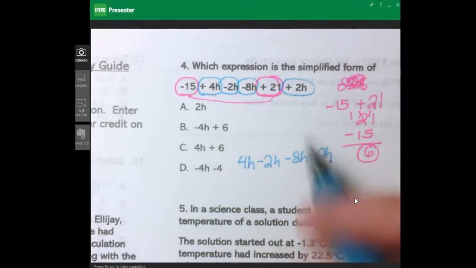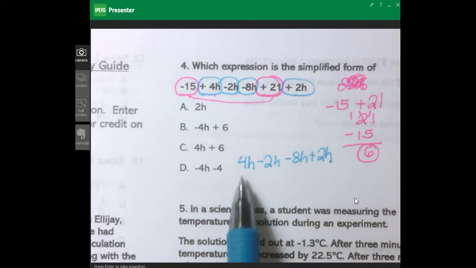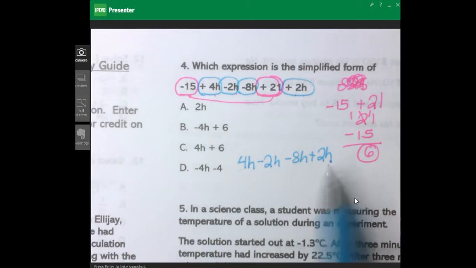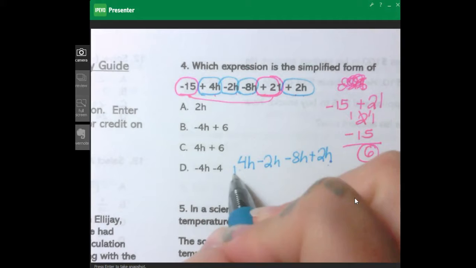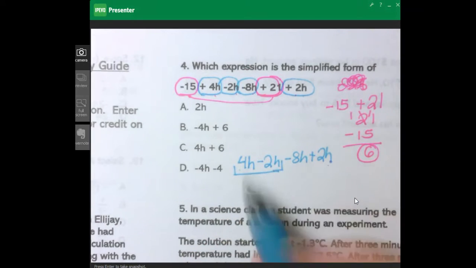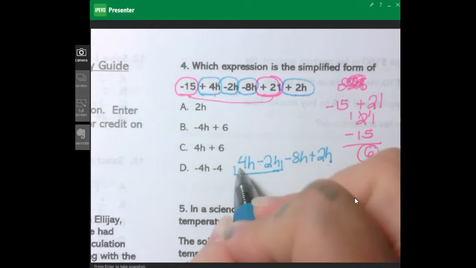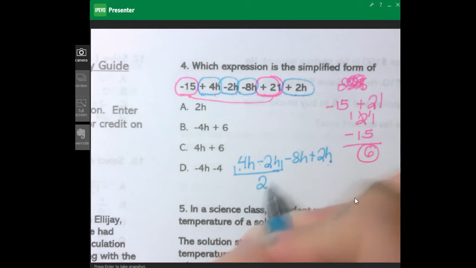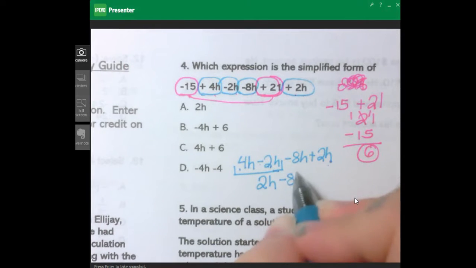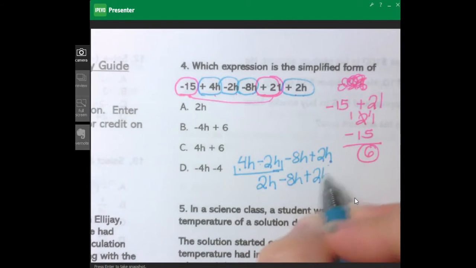Now, sometimes the easiest thing to do here is just to go left to right. So positive 4h minus 2h. Just subtract the coefficients. We get 2, and we keep that coefficient. So I have 2h minus 8h plus 2h.